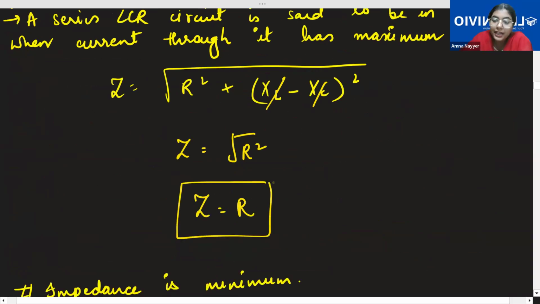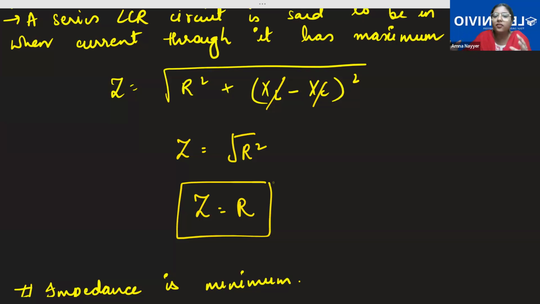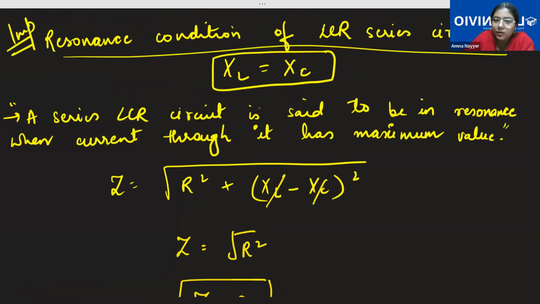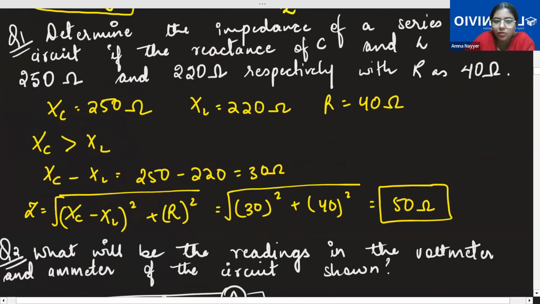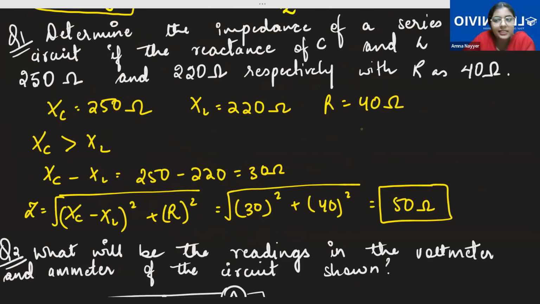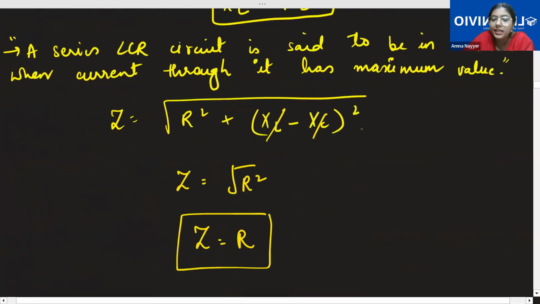Now see, impedance, what is happening? You were getting a greater value. Something was getting added in the denominator. So you were getting a greater value. Now it's just equal to R. Look at the previous question which we saw. They gave the whole impedance as 50 ohm, while the resistance was only 40 ohm. So impedance is decreasing. So what will happen?